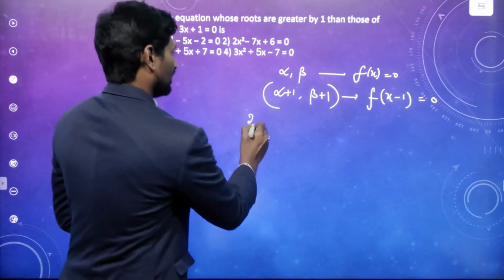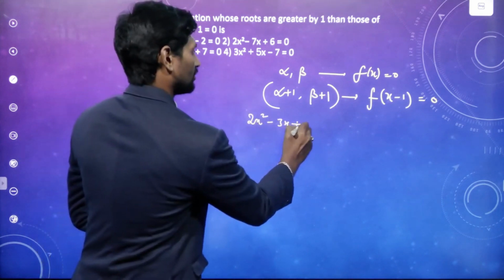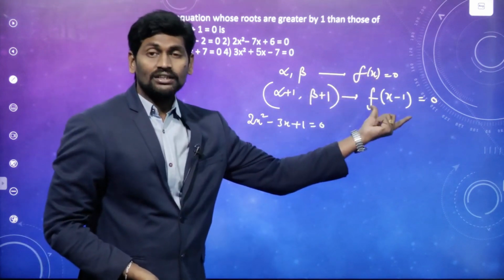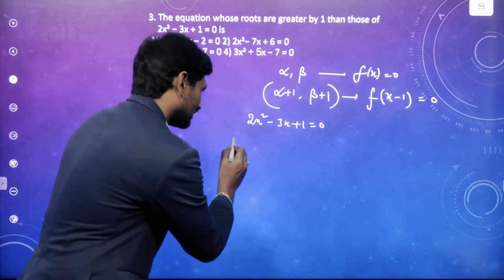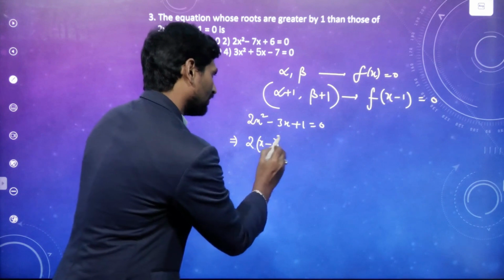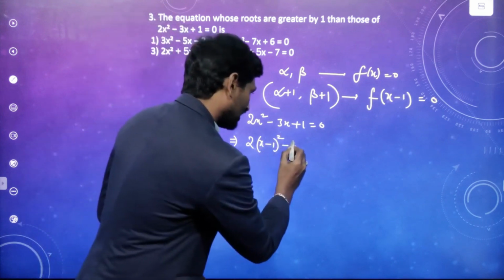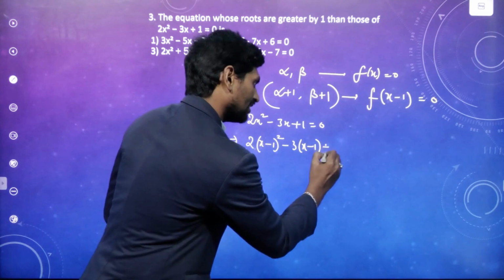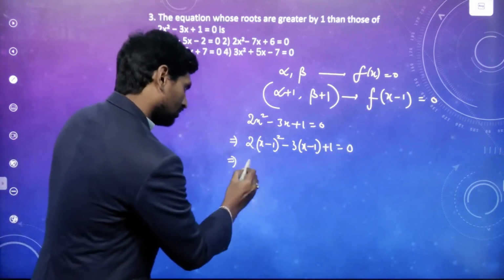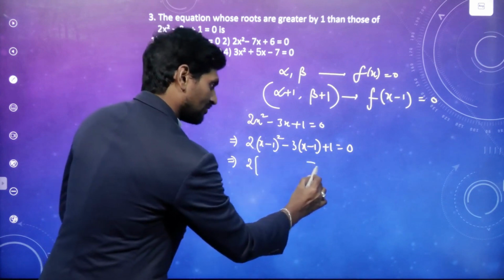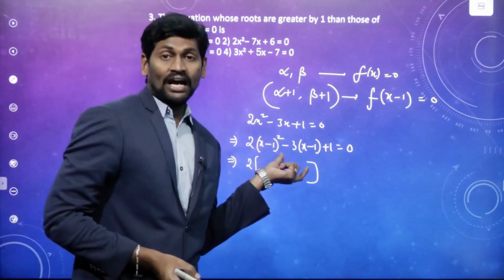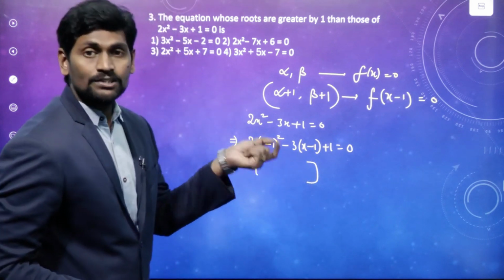So what is the required equation here? 2x square minus 3x plus 1 equal to 0. Substitute the value. That means in the place of x we need to write x minus 1. That implies 2 into x minus 1 whole square, minus 3 into x minus 1, plus 1 equals to 0. Now x minus 1 whole square is in the form of one of the identities, the a minus b whole square formula.